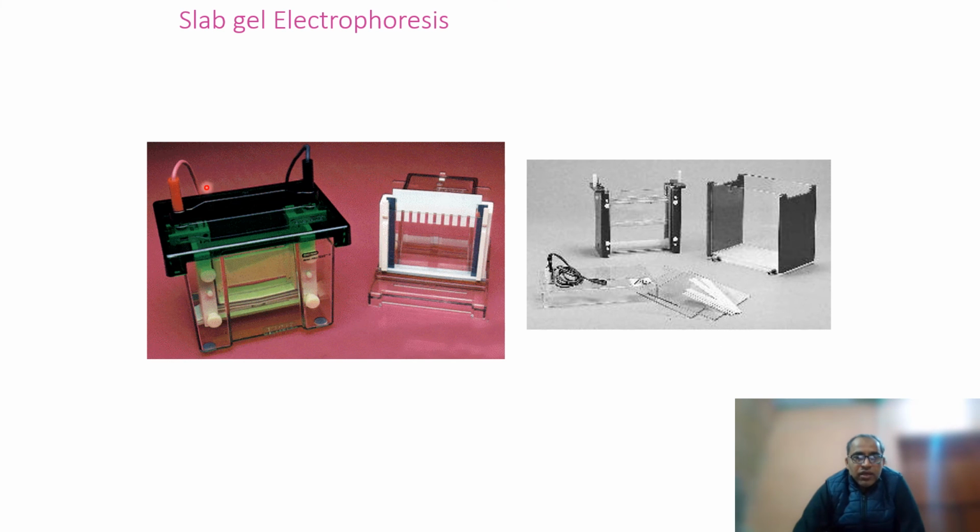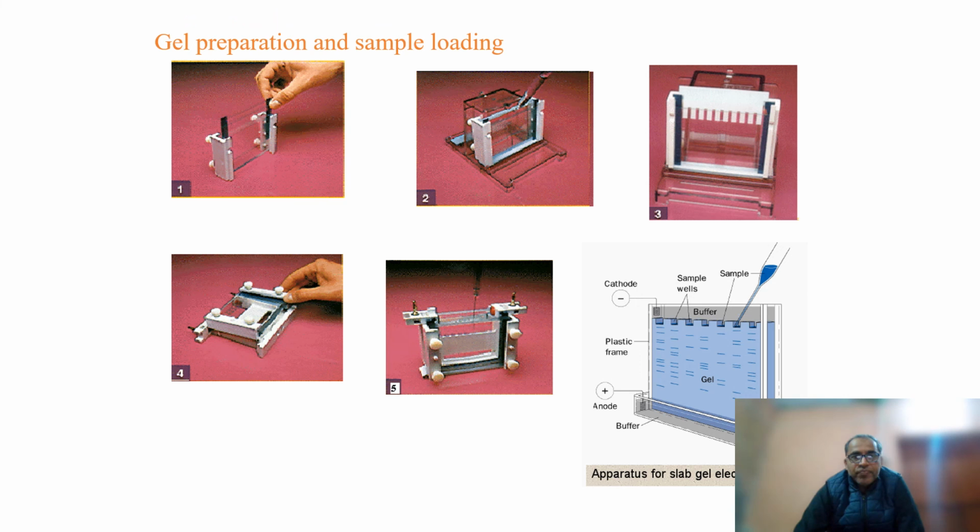So here is the apparatus of electrophoresis. You can see the vertical gel electrophoresis, the plates of the vertical gel electrophoresis and the comb as well. These are the electrodes, plates and the electrophoresis tank.